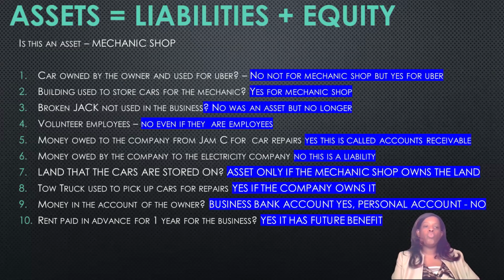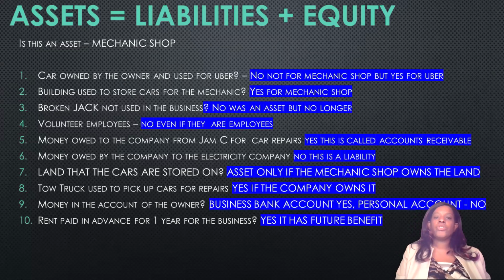The car owned by the owner and used for Uber. It's an asset, but not for the mechanic shop. Yes, for Uber, not for the mechanic shop. Building used to store cars for the mechanic. Yes, for the mechanic shop. A broken jack, not used in the business? No, it was an asset, but it's no longer an asset. Volunteer employees? No. Even if they are employees, they are not an asset.